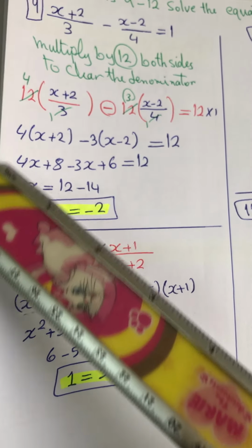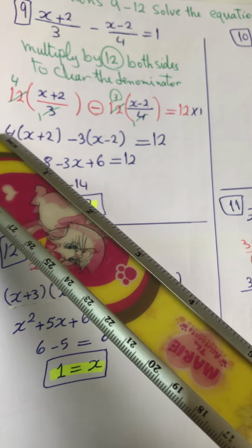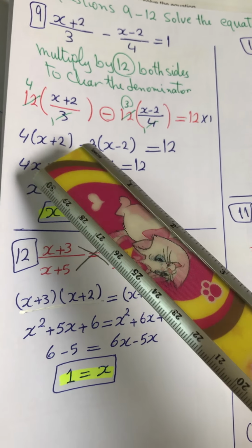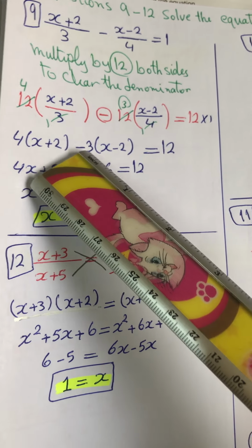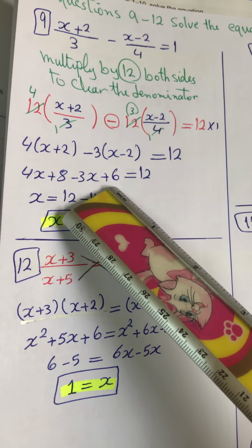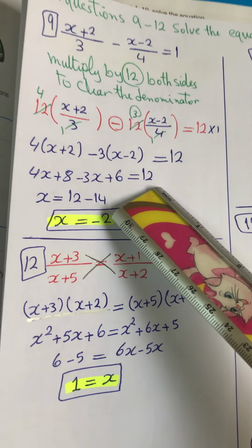Let's distribute. 4 times x equals 4x positive. 4 times 2 equals 8 positive. Negative 3 times x equals negative 3x. Negative 3 times negative 1 equals positive 3. All of them equal 12.